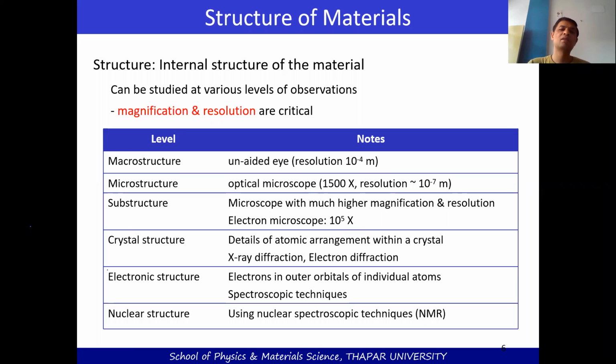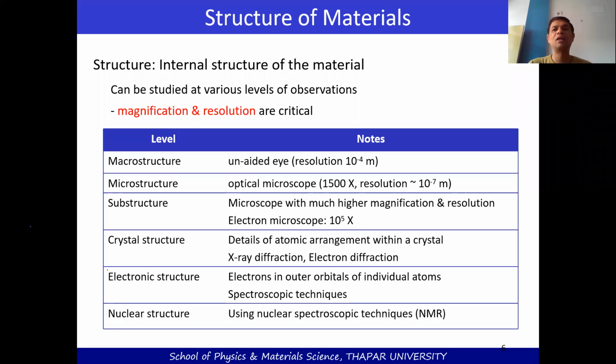Next in the category is the electronic structure that you have studied in your +2 in a very detailed manner. You talk about the electronic structure of silicon, where you have a nucleus and surrounding orbiting electrons. So that kind of structure is now within the atom. When you talk about the distribution of the electrons around the nucleus, the structure that I am referring to is electronic structure. Generally, you need spectroscopic studies if you want to study the electronic structure of a material.